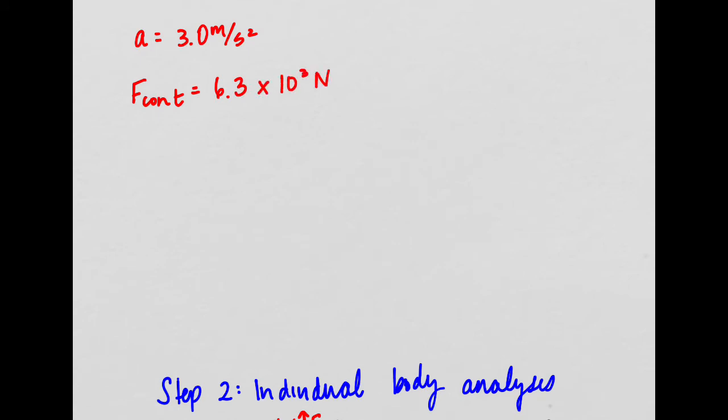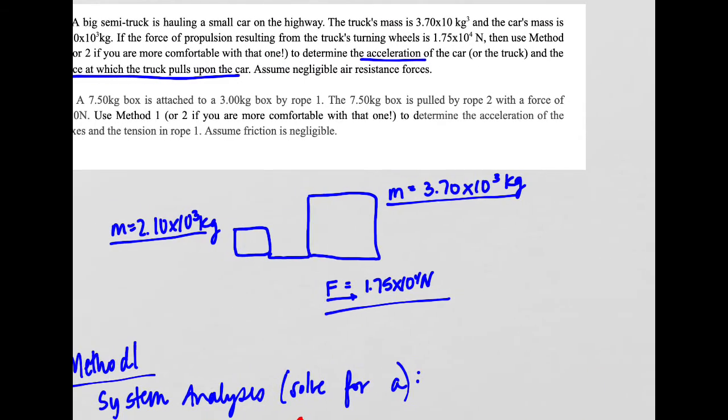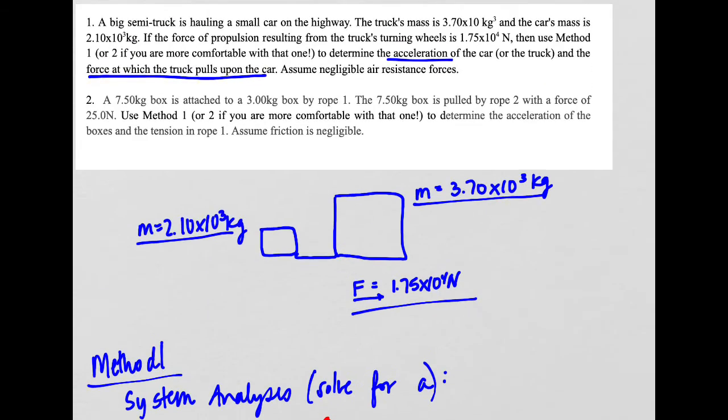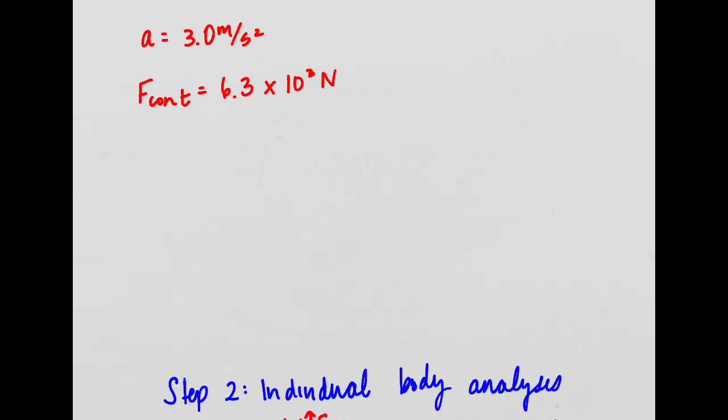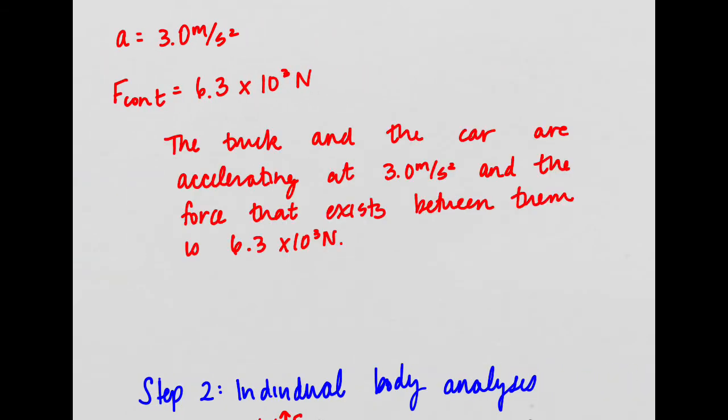What does this mean? So, remember our initial problem that we were looking at was that we have a car being towed by a truck, right? So, what you could say is something like this. The truck and the car are accelerating at 3.0 meters per second squared, and the force that exists between them is 6.3 times 10 to the 3 newtons.